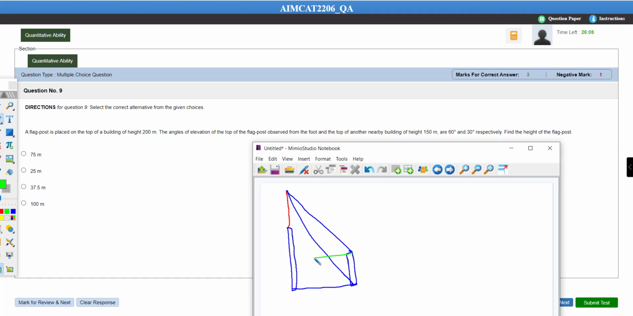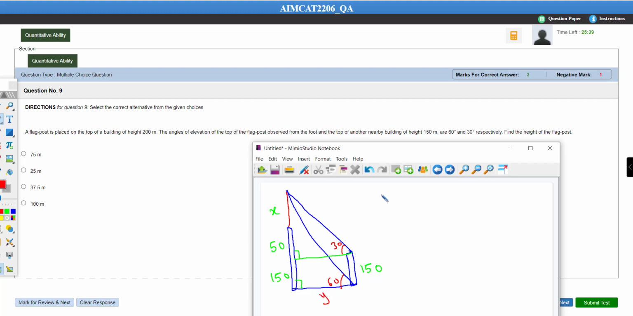Let's drop a perpendicular from this to this. So the height of the second building is 150, the height of the first building is how much? 200. So this is 150 and this is 50, and this red is the flag post. Let's say that height is x. The angle of elevation is 60 degree and 30 degree. So this angle is 60 degree, this angle is 30 degree. Over here we can use, and let's say this is a common side, so let's call it y.